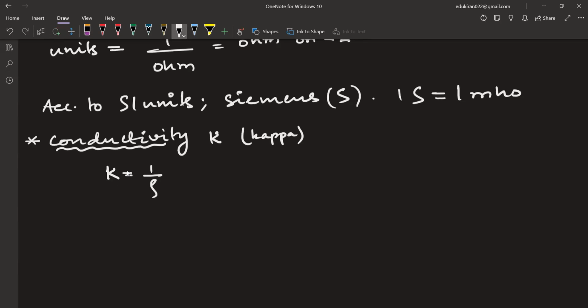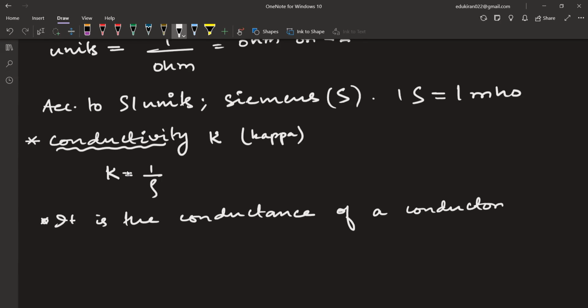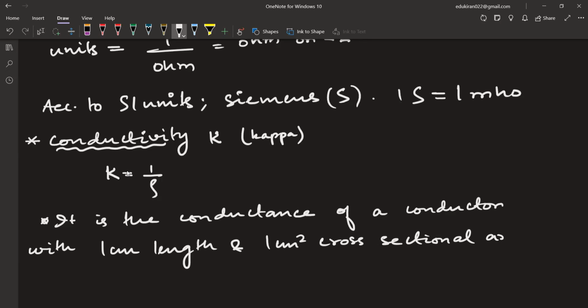Okay, what will be its definition? It is the conductance of a conductor with 1 centimeter length and 1 centimeter square cross sectional area.